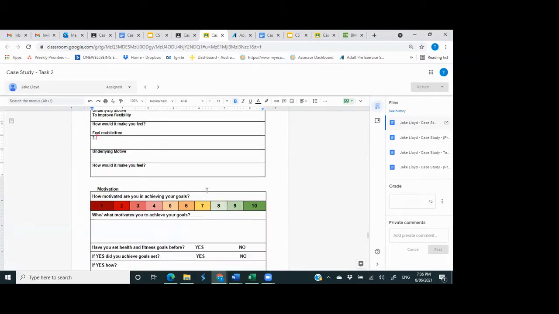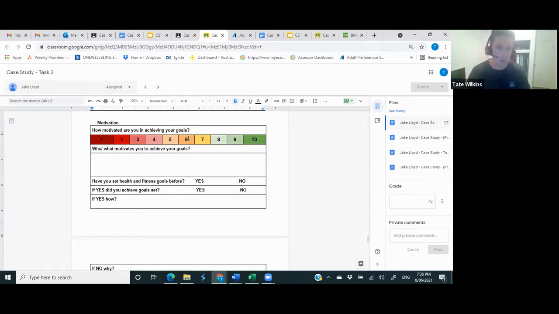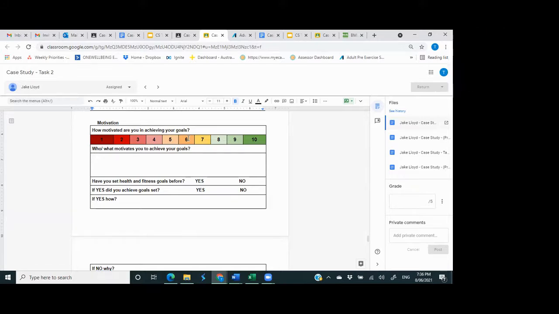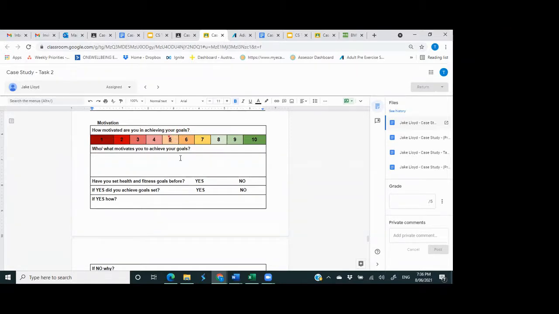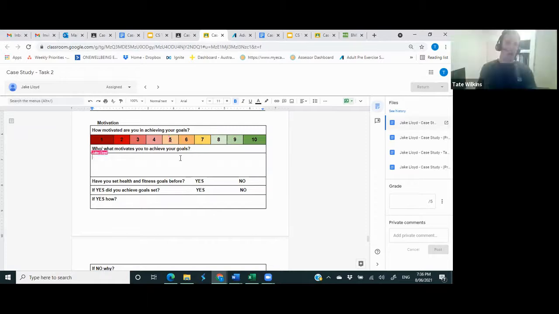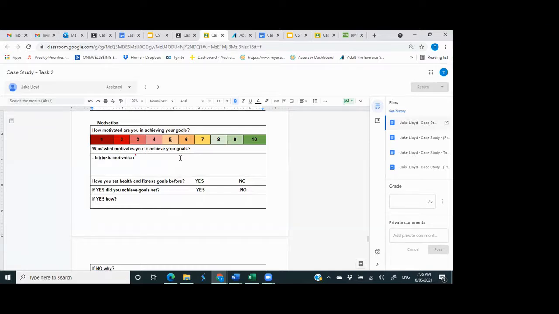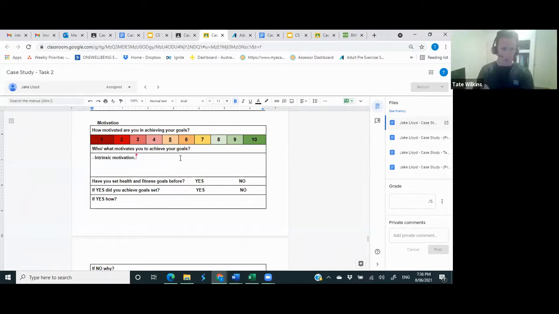Motivation. How motivated are you? 5. Neutral. Just do underline, actually. I think you can underline it. Who or what motivates you to achieve your goals? Write down intrinsic motivation. Fancy word you might have heard maybe at the Swans. Comes from internal. Is that it, mate? Yeah, I'll do.